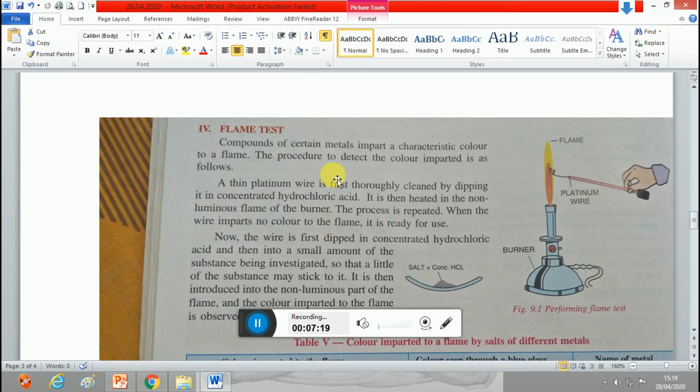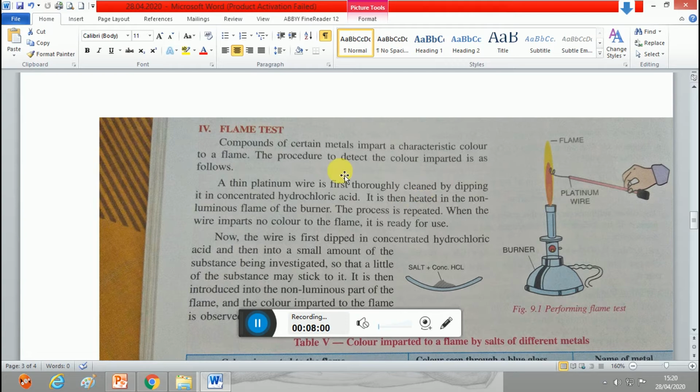In a flame test, compounds of certain metals impart a characteristic color to a flame. The procedure to detect the color imparted is as follows. First of all, you have to prepare a paste of the salt, meaning the compound of the metal, with concentrated HCl in a watch glass, which is made of glass. Then you have to introduce this paste with the help of a platinum wire into the non-luminous flame of the Bunsen burner.